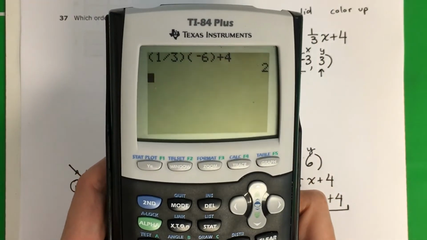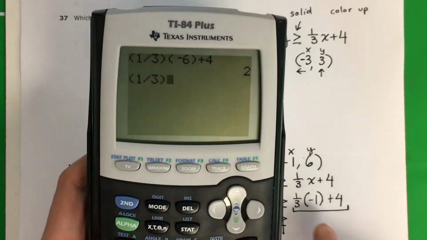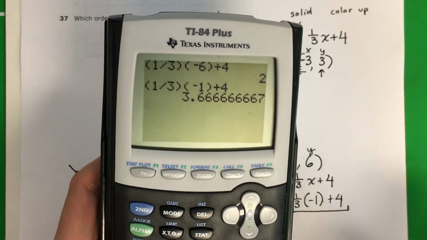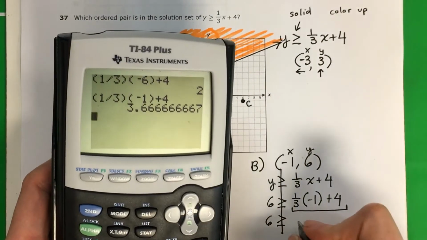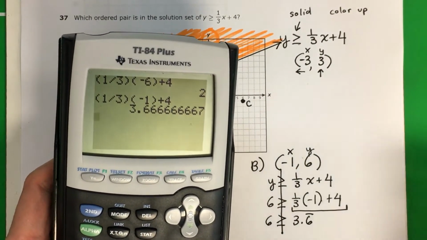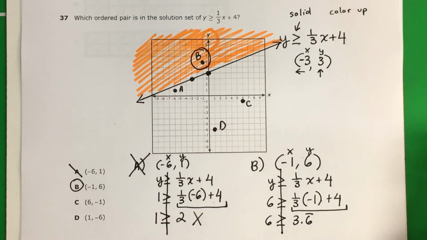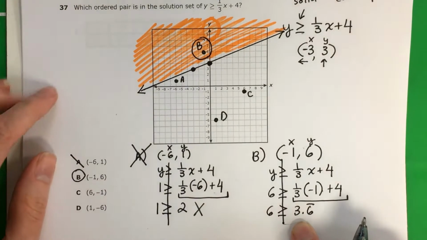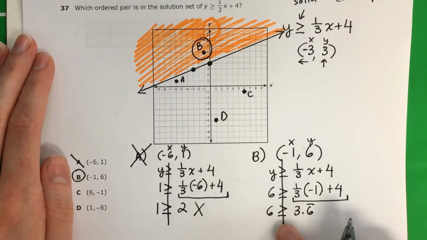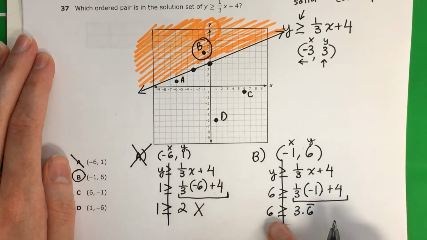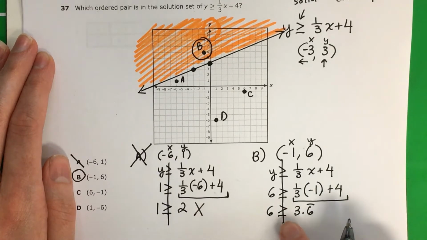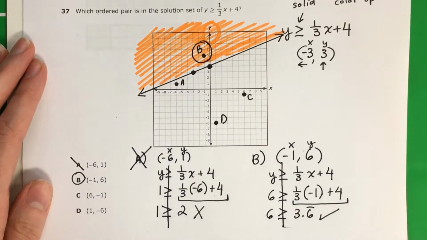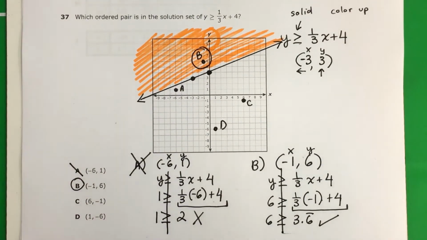So we will have parenthesis 1 divided by 3 parenthesis negative 1 parenthesis plus 4. Enter. And I'll just leave it a decimal. 3.6 repeating. So is 6 greater than or equal to 3.6? Yes, 6 is greater than 3.6. 6 is bigger than 3.6. So this is true. So my answer is B. I'm 100% correct.